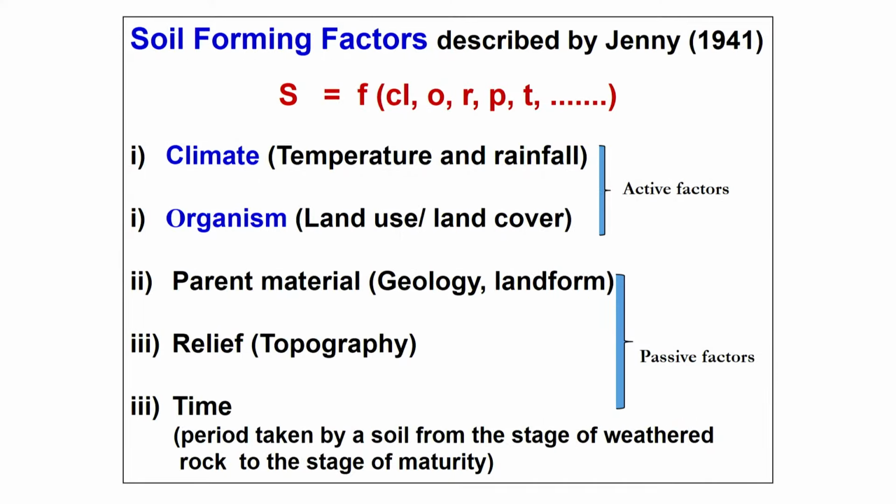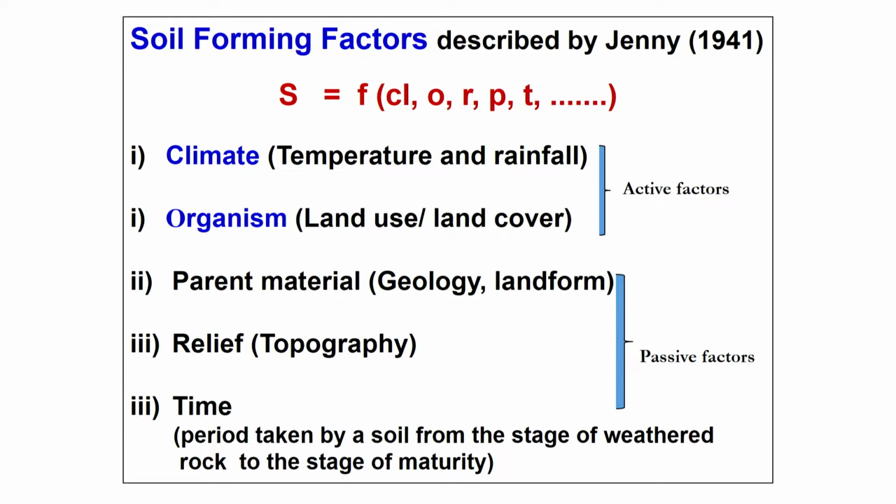So if we want to prepare the soil map, then we have to first understand how these soils have been formed. So we can say that is the soil forming factors. The concept was given by Jenny in 1941, that it says that soil is developed, or it is the function of 5 factors: climate, organism, relief, parent material, and time.